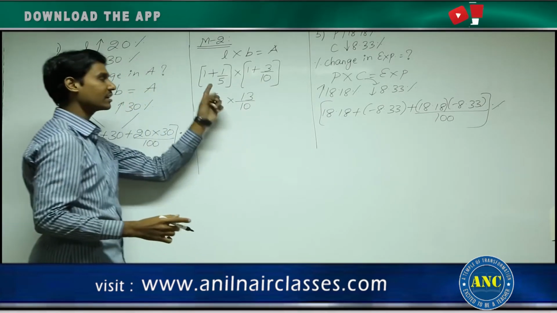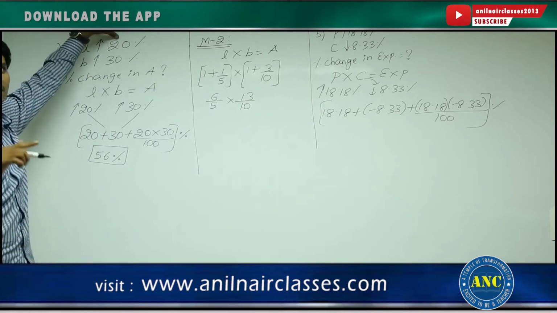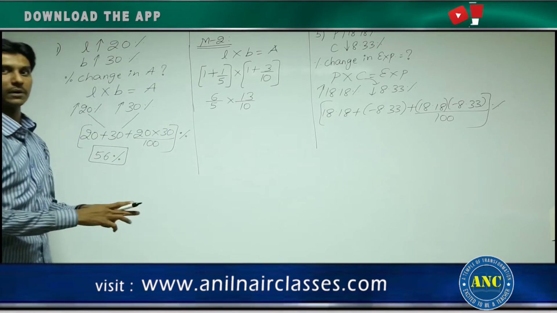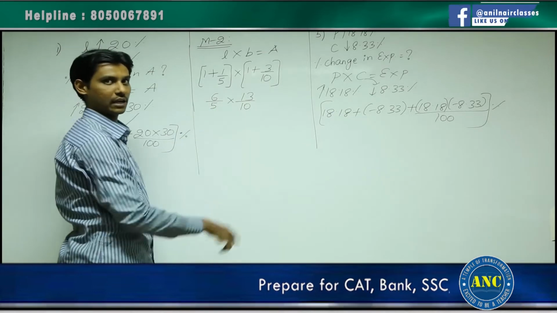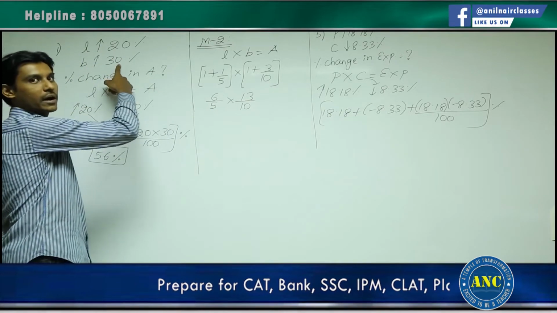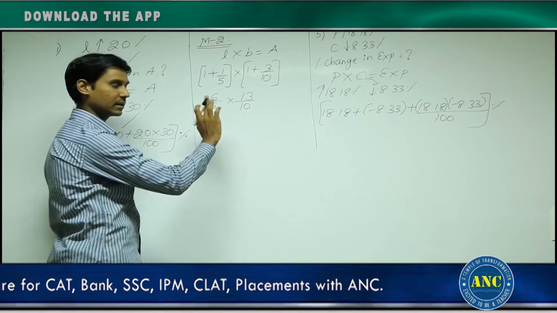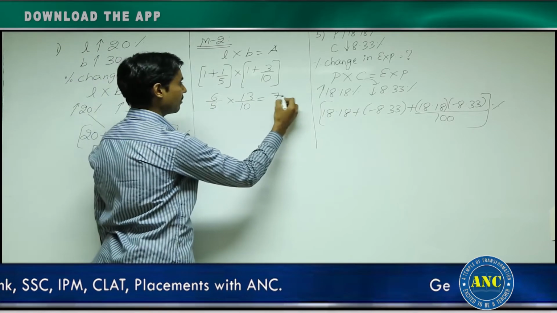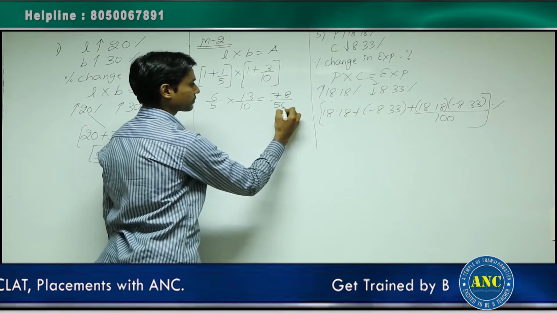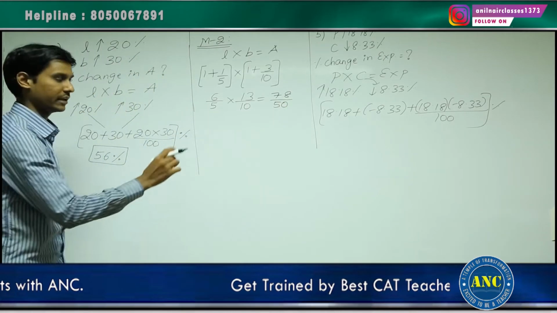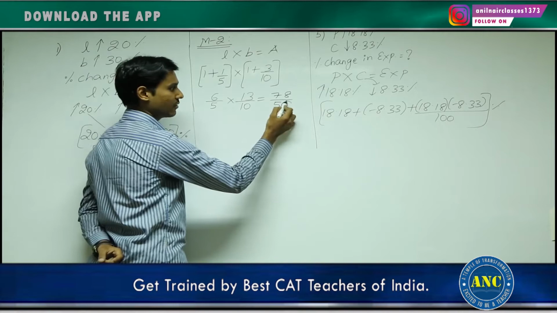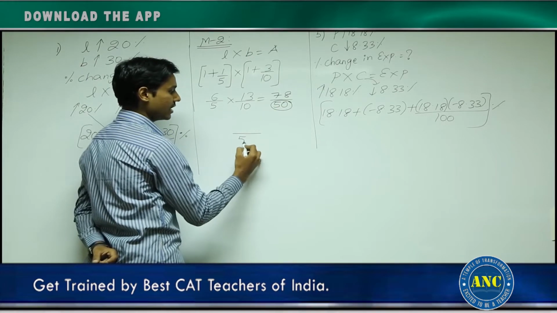If you did not understand, see here. Initially it was 100%. Increase of 20% is 120%. 120% is 6 by 5 itself. Increase of 30% from 100% is 130%. 130% is 130 by 100, 13 by 10. Right? See here. This is nothing but 78 divided by 50. Denominator always represents the initial value. Initially it was 50.